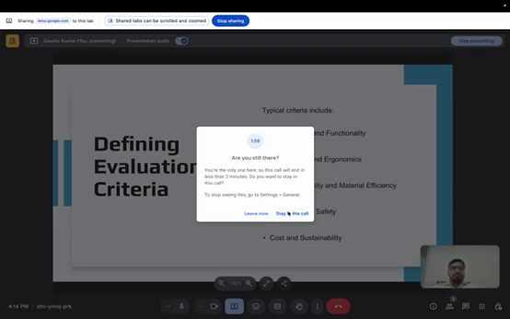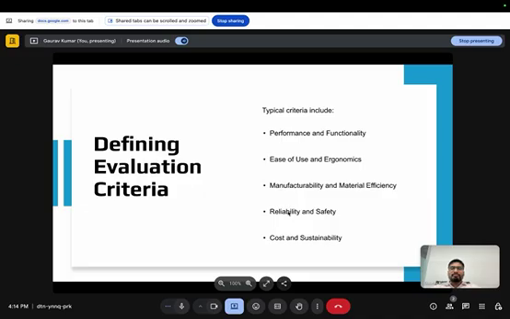So the typical criteria include performance, usability, manufacturability, safety, sustainability, and cost effectiveness. Each represents a key dimension of design success. So defining clear, measurable and unambiguous criteria prevents misunderstanding among team members and avoids double counting.